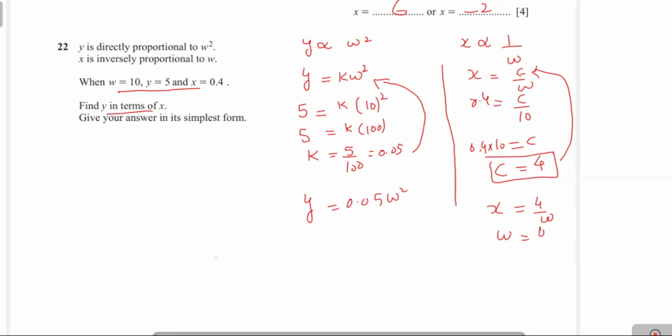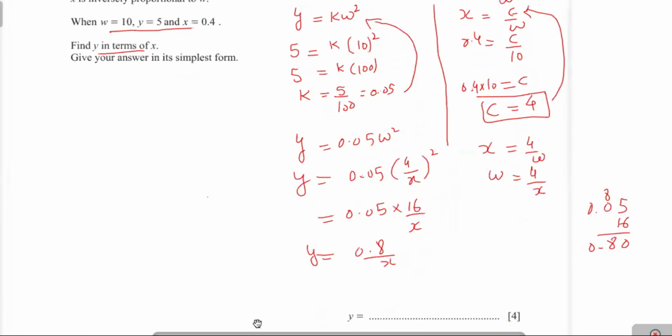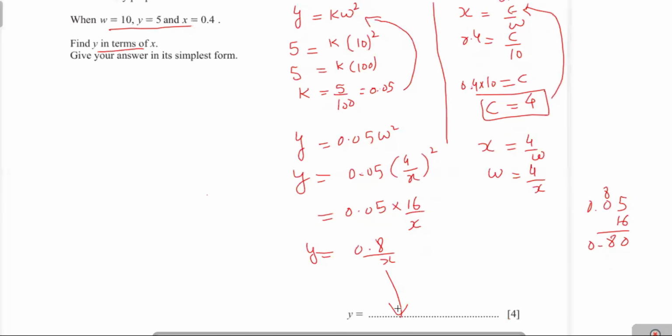We can write w equal to 4 over x. Now we put the value here, w is 4 over x. That's equal to 0.05 multiplied by 4 over x whole square. And this is 0.05 multiplied by 16 over x square. And that's equal to 0.8. 16 times 5 is 80. And when you multiply by 16, we get 16 times 0 is 0, and 8 is written as it is, 0.8 over x square, and y equal to 0.8 over x square, and this is the answer.